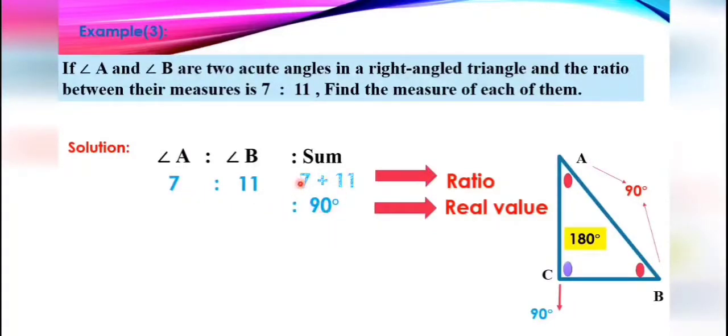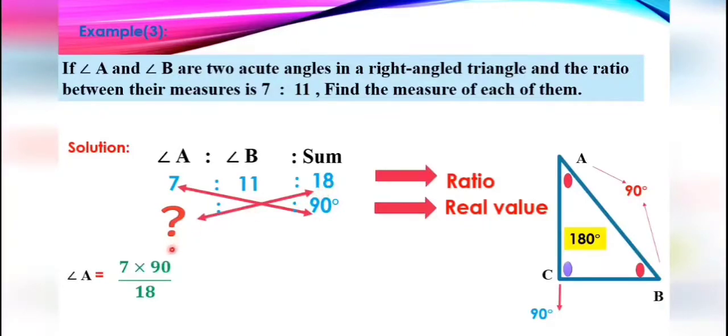So I have to add the two ratios. 7 plus 11 equals 18. Now I have a complete column to help me to find angle A and angle B. So for angle A, I will imagine that angle B, or the column of angle B, does not exist. So 90 times 7, two opposite numbers, multiply each other, divide by 18. Angle A equals 7 times 90 divided by 18 equals, by using the calculator, 35 degrees.